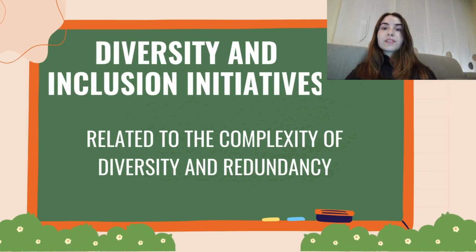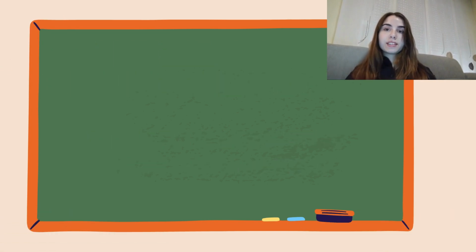In this second block, I will talk about the 5 main points of my program related to coexistence and the complexities that they are related to. The first is called Diversity and Inclusion Initiatives. To foster a sense of belonging among all students, it would include programs that celebrate diversity and encourage inclusion, taking into consideration the cultural complexity of the school environment. This point relates to the complexity of diversity and redundancy, since it talks about creating an inclusive environment.